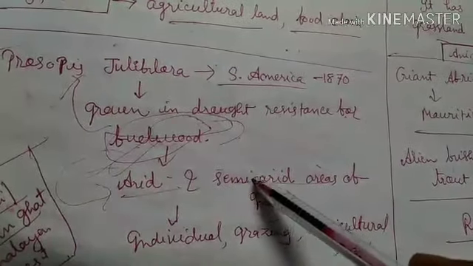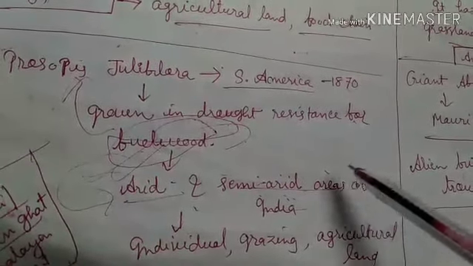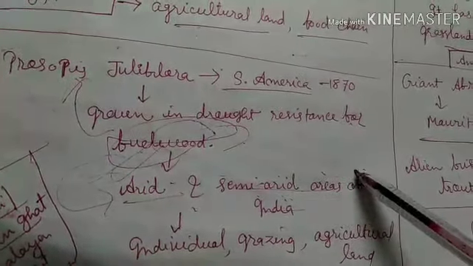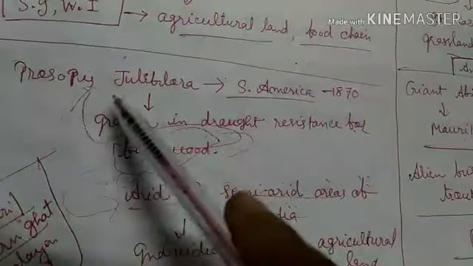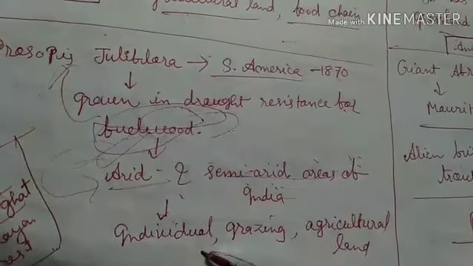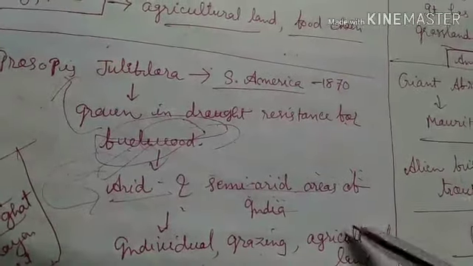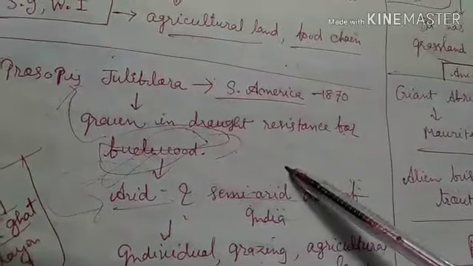But over time, it has colonized all the arid and semi-arid areas of India in such a pervasive way that it seems difficult to control the growth of this plant. It has occupied all the individual land, grazing land, and agricultural land of Karnataka, Maharashtra, Punjab, Rajasthan, Haryana, etc.